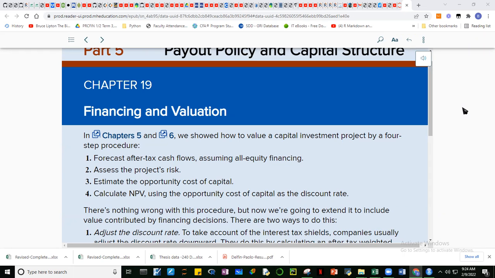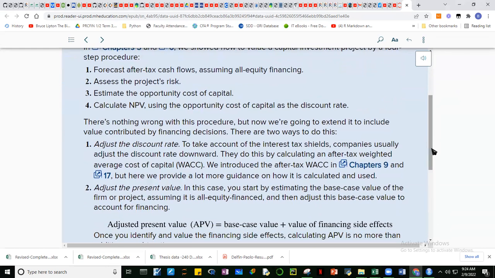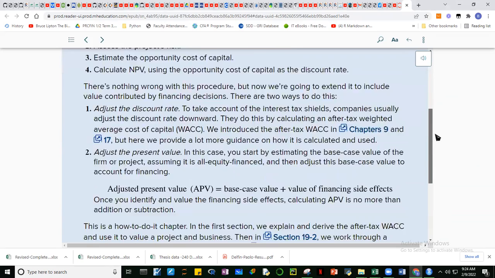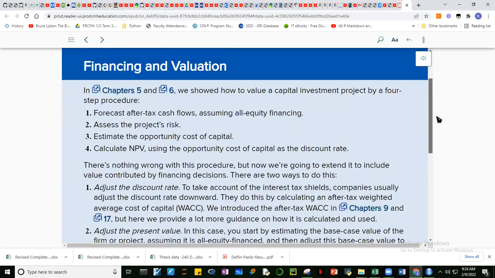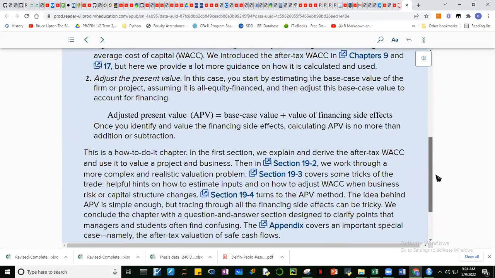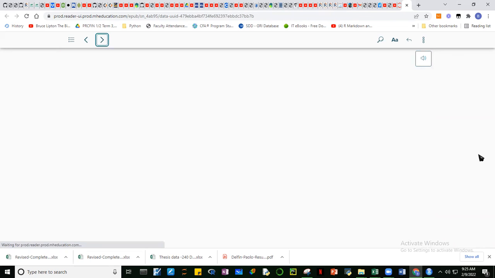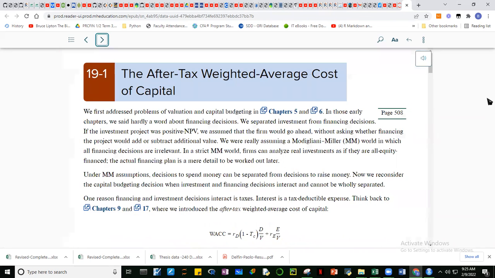Now the question is, what discount rate do we use? The discount rate that's used is what we call the weighted average cost of capital. Okay, so for this chapter, kindly read through the chapter. I'll just show some of the aspects here, but you're supposed to read chapter 19. So how do we compute for the weighted average cost of capital?